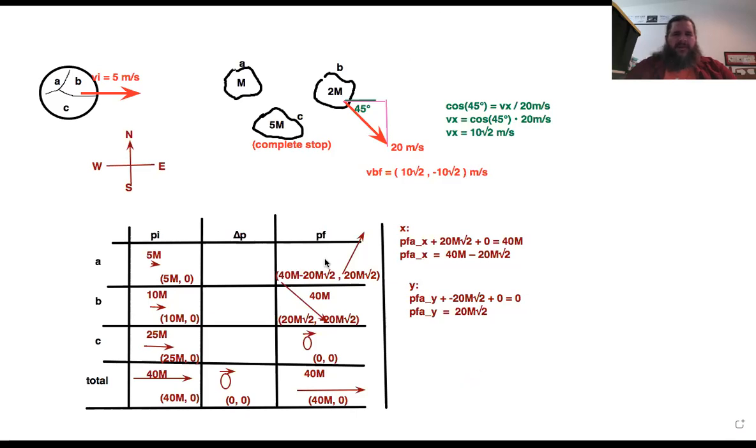So we now have the momentum vector in terms of XY components. But what we're actually trying to find is, how fast is object A going and in which direction? So now that we've got the momentum, how do we convert this to a velocity?